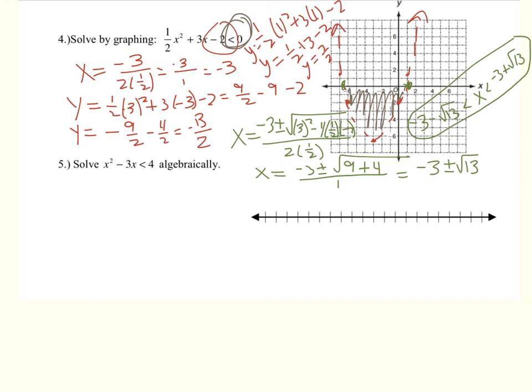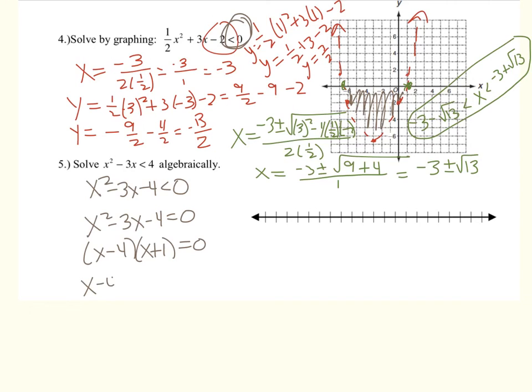Okay, so we can also solve it algebraically. So if I get this into standard form, I can factor it, and I'm going to solve it just like it were the equation x squared minus 3x minus 4 so that I can find my x-intercepts. So I'm going to get my x-intercepts to be 4 and negative 1. So I'm going to plot those points on my number line.